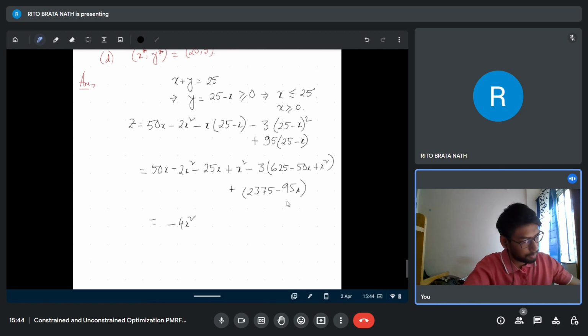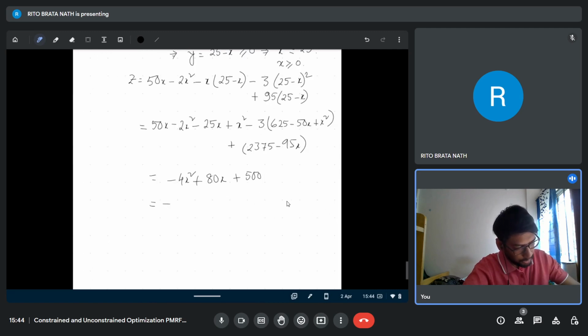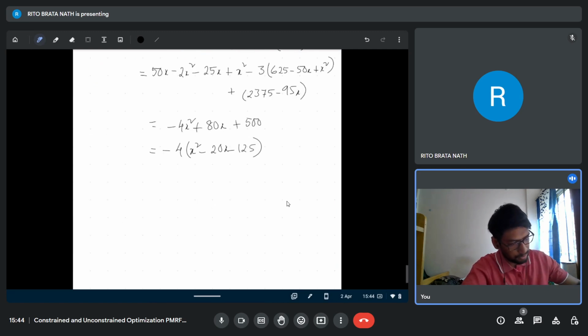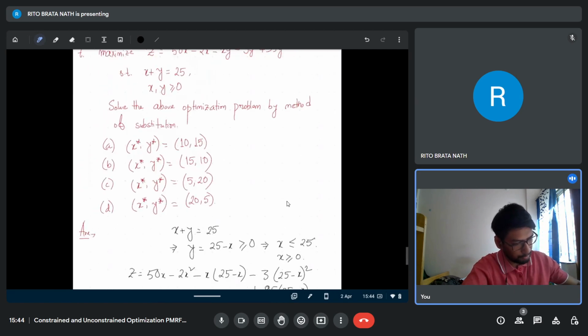Oh, so that's 25x plus 150, so 175. So this is plus 80x, and then you have calculations is 2375 minus 3 times that thing, so that's plus 500. Okay, you can take minus 4 as common here, so x square minus 20x minus 125. So that problem becomes, that was a maximization problem, if I'm not wrong.